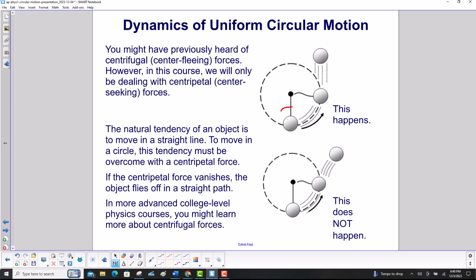So here we have a rotating ball. The string gets cut. It will go off in the same motion that it had, which was tangent to the circle. It does not keep curving, okay?